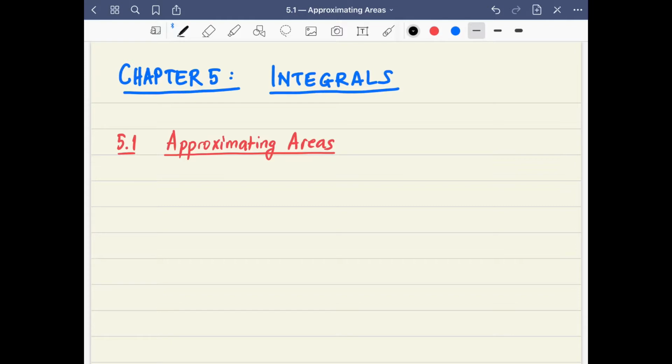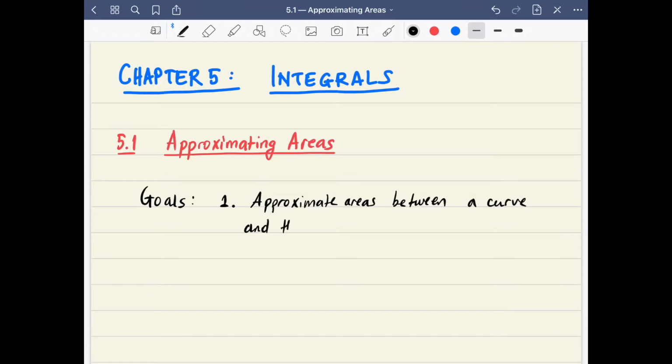So the goals of this section are to first approximate areas between a curve and the x-axis on a closed interval. And we'll do this using rectangles.